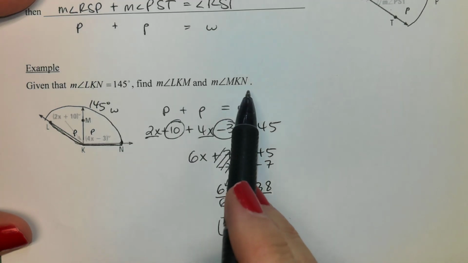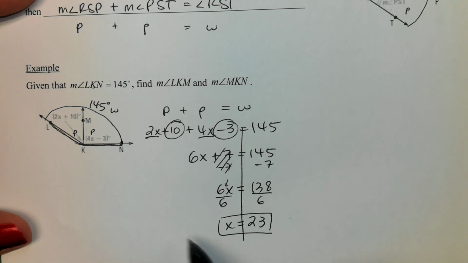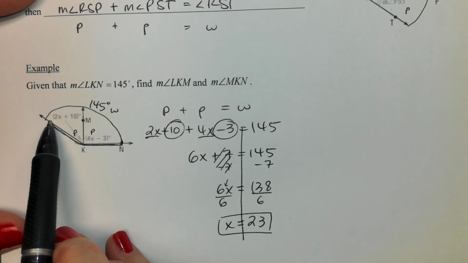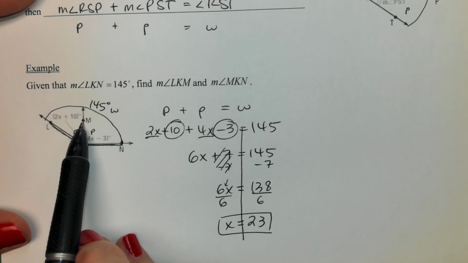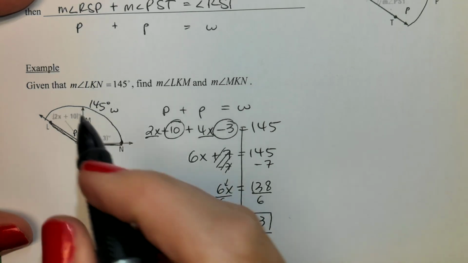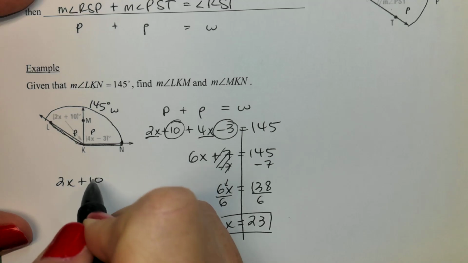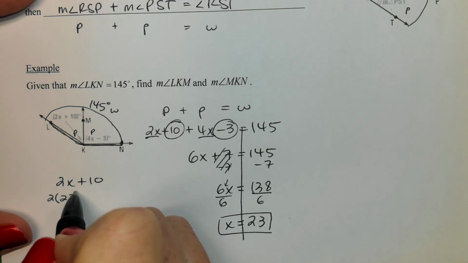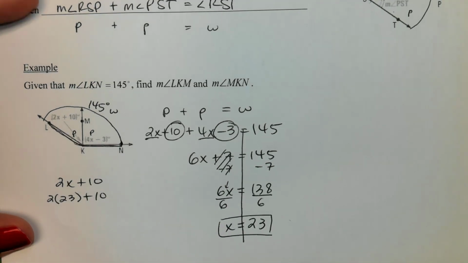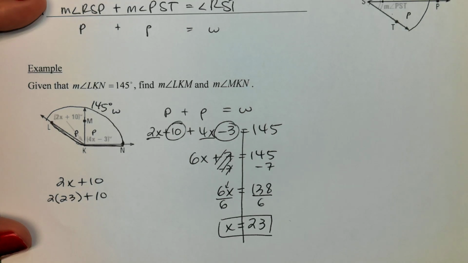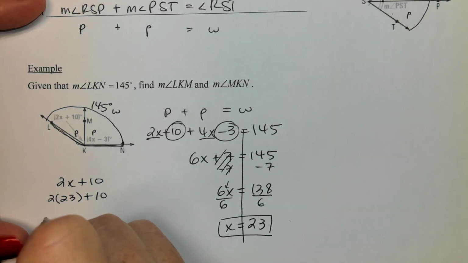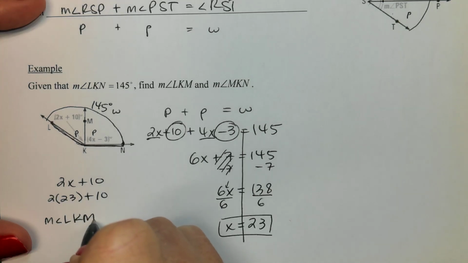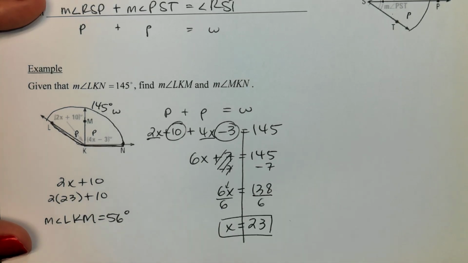And we've talked before, in geometry you very rarely get to stop at x. You're usually trying to find something, so we've got to plug it back in. The first one says LKM, so L to K to M. I'm just tracing those. So we're talking about this one right here. And I've got 2x plus 10, except now I know that x is 23, so I'm going to sneak that 23 in there. So 2 times 23, and then we're going to add 10 to that. So our first angle is 56. So the measure of LKM is 56.